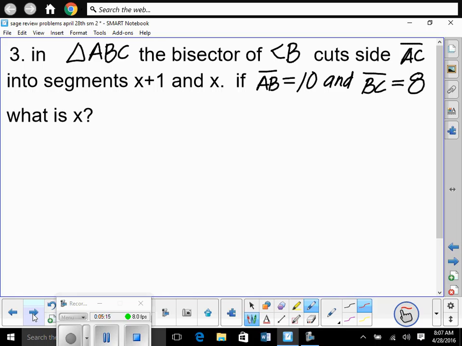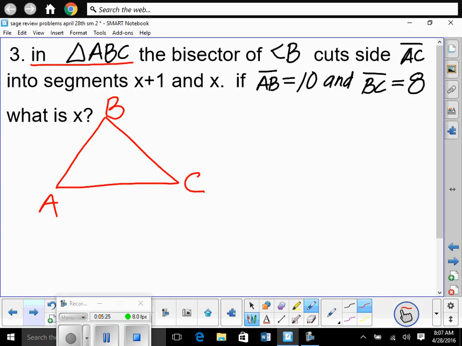So triangle ABC, so I'm going to draw a triangle and label it ABC. The bisector of angle B cuts side AC. So angle bisector of angle B means it's cutting this angle, so we're dropping this down. It cuts side AC. Does everybody see how it's cutting side AC? Okay, so it makes sense so far. Into segments X plus 1 and X.